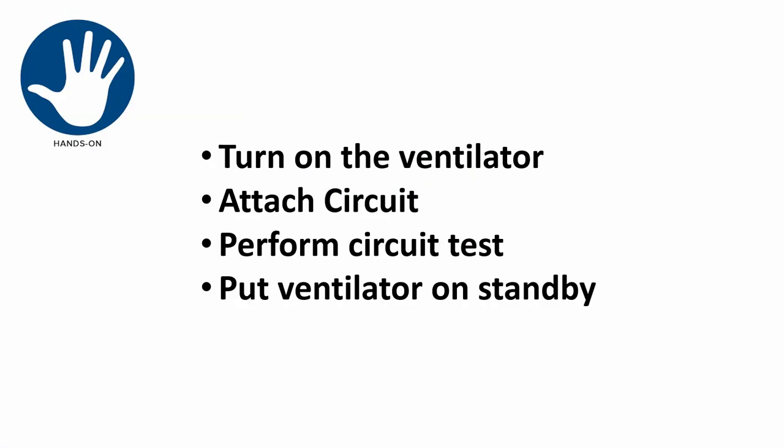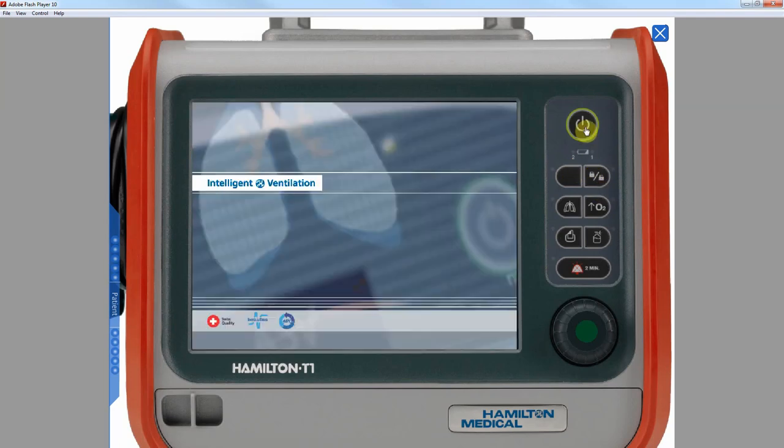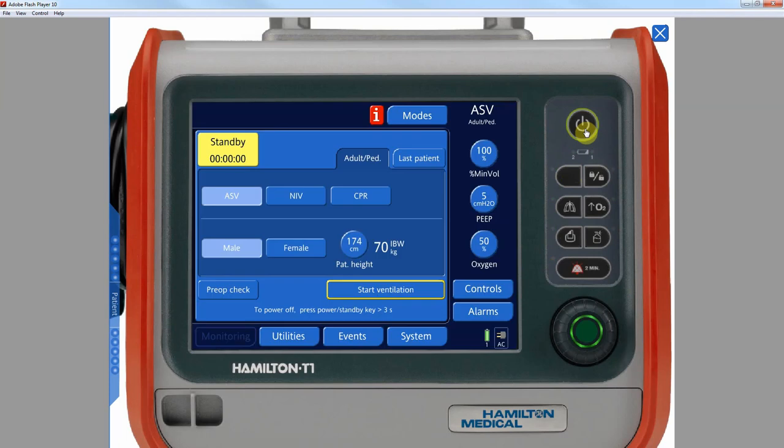First, I want to talk about how to turn on the ventilator, perform user checks, and put it on standby. I have this ventilator simulator here. To turn it on, you hit the power button and it does its own test. This is pretty much what your screen is going to look like when you turn on the ventilator. We have these modes preset for you: ASV, NIV, and CPR. And you pretty much won't need to use any modes other than these.